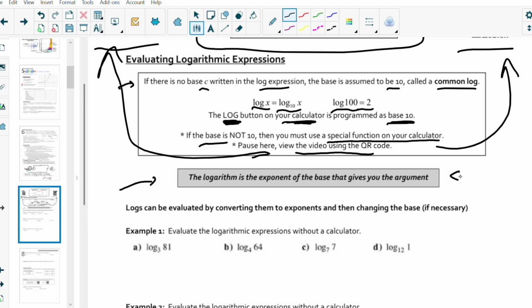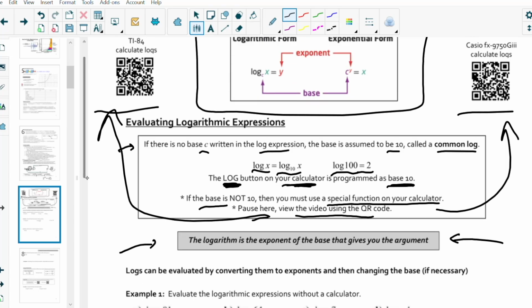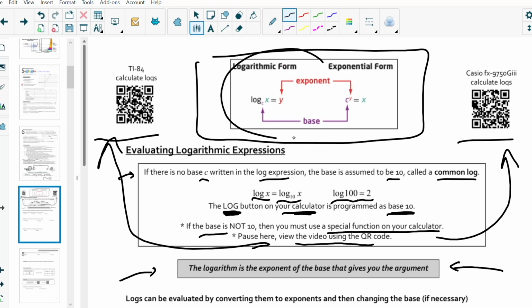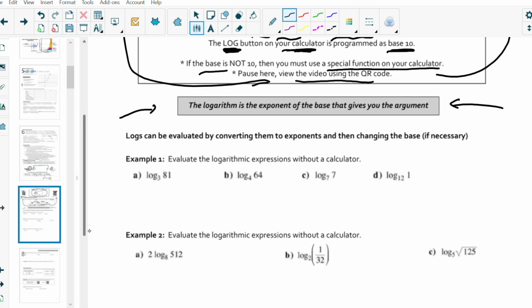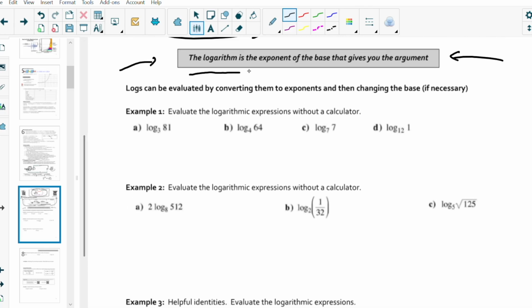I'm going to write this over and over again until you get used to this. This is something new. The logarithm is the exponent of the base that gives you the argument. That assumes that you know what the pieces are. That's the base, exponent, that's the argument. Assuming you know all that, remember this. Logarithm is the exponent of the base that gives you the argument. Logs can be evaluated by converting them to exponents and then changing the base if necessary.